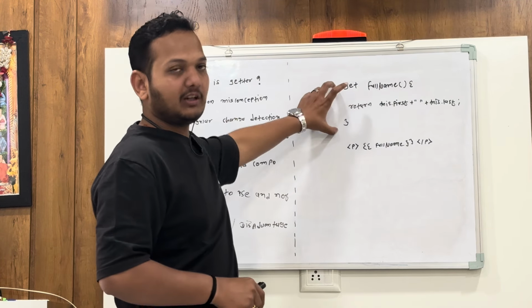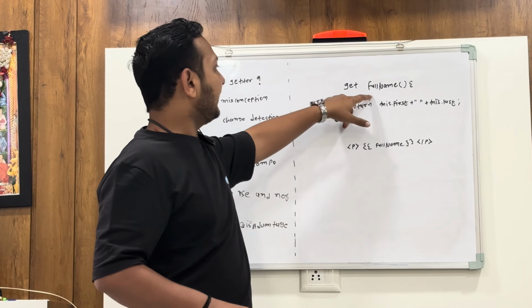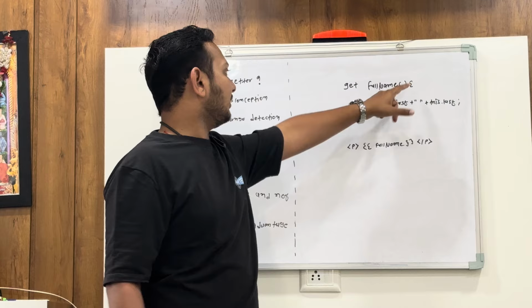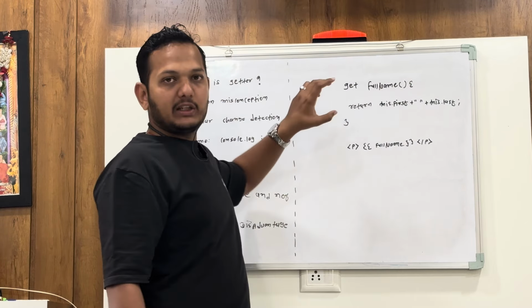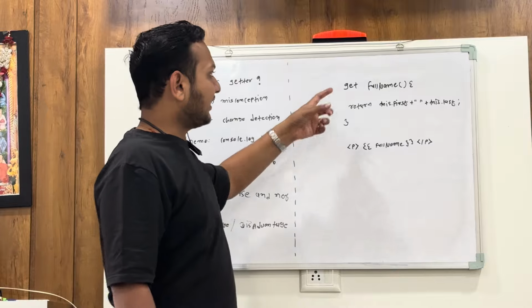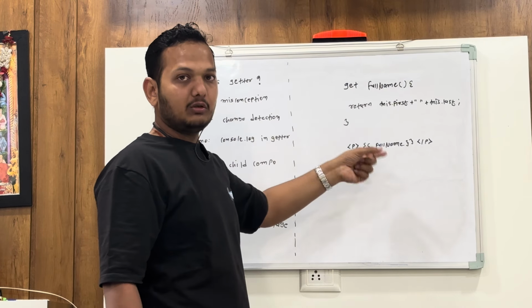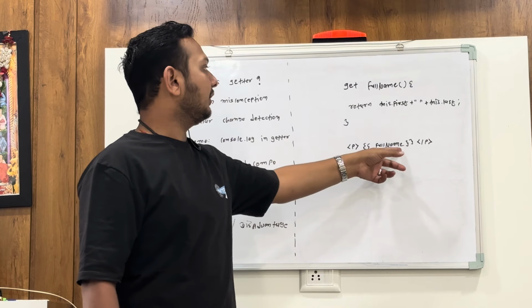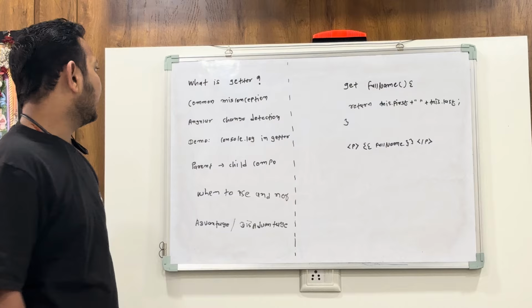I have given one example of a getter. The get is the keyword, followed by the name of the getter function, and it will return something. It looks like a method, but we can access that getter function like a variable, without calling the function. So that is the getter.